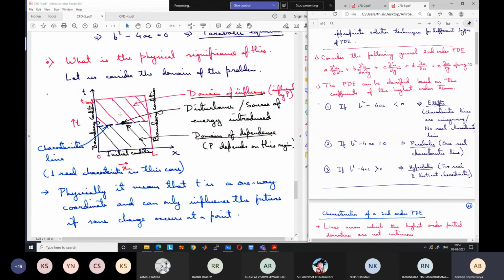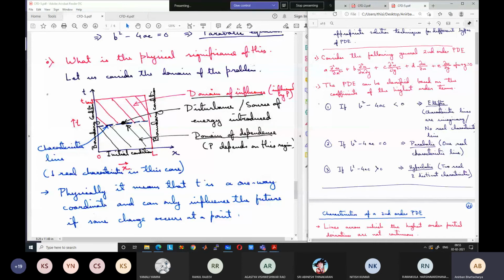Now if the point P changes, as you were asking previously for the elliptic equation, if the point P is somewhere on the top, again the horizontal line through P will also change. So the domain of influence and domain of dependence will change. They travel with the line, meaning they depend on the point at which the disturbance is given.